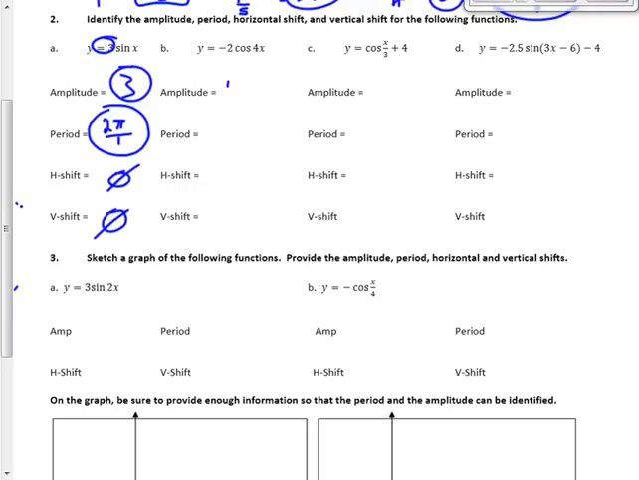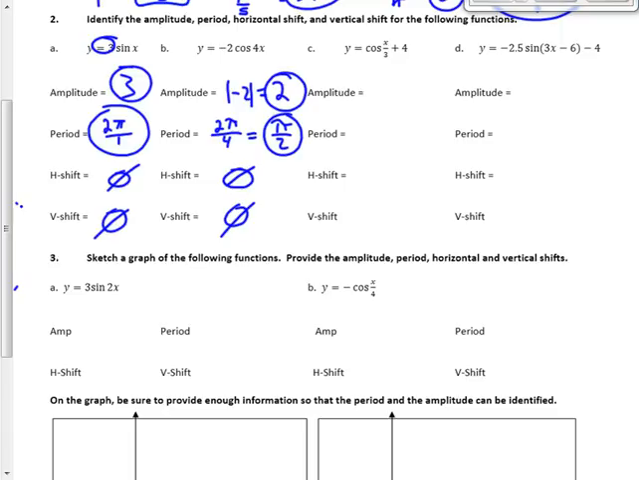Part B, amplitude is absolute value of -2, which is 2. The period is 2 pi divided by 4, which is pi divided by 2. The horizontal shift, there's nothing added or subtracted on the inside. Vertical shift, nothing added or subtracted on the outside. You will get points for this horizontal and vertical shift saying that there isn't any. If you put there is none, or empty set, or doesn't exist, or nothing happens, or 0, I guess, would be fine in these situations too.